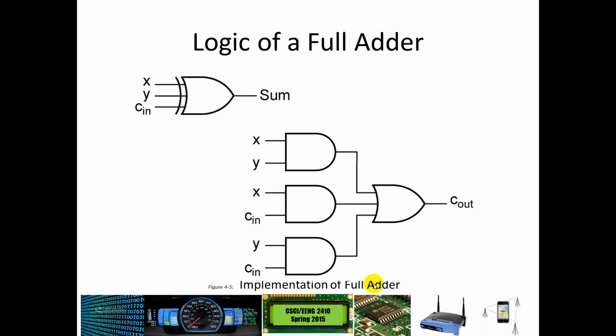So your sum can be made using a 3-bit exclusive OR gate, and then your carry out comes from this logic here. And that generally happens whenever you have anything where you have 2 1s. So if x and y were both 1s, or x and carry in were both 1s, or you had y and a carry in, any of those cases, you would have a carry out.